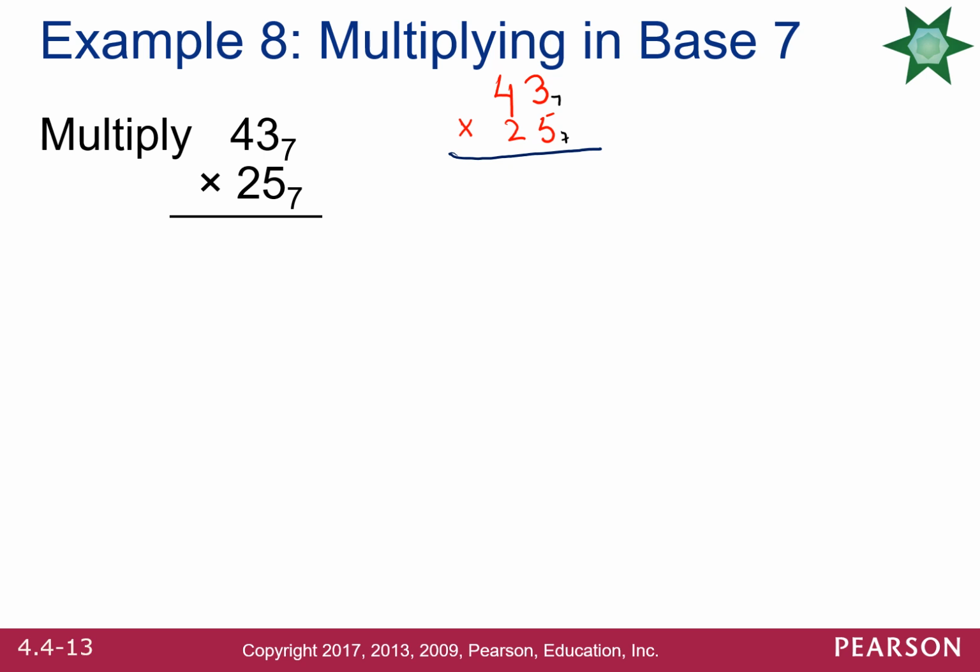So we start by multiplying 43 and 5. So I'm going to do that on the side. So 43 times 5. 5 3s are 15, correct?